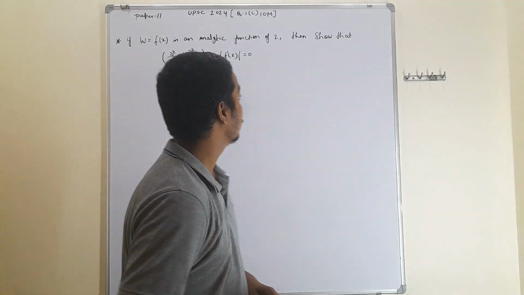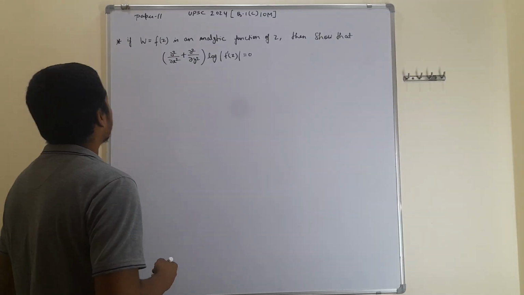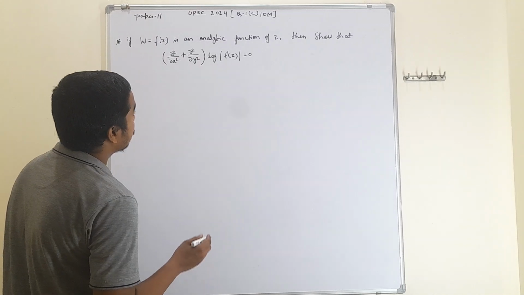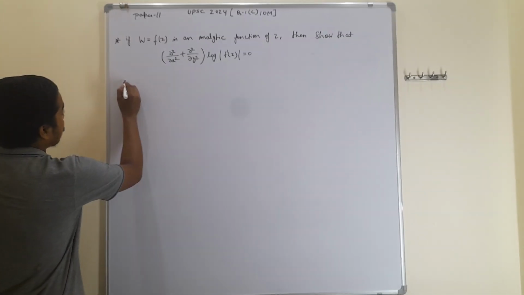Today we are going to discuss a topic from complex analysis, a 10 marks question UPSC asked in 2024. Here is the given question. If w = f(z) is an analytic function of z, then show that ∂²/∂x² + ∂²/∂y² log|f'(z)| is equal to 0. Let's start the solution.